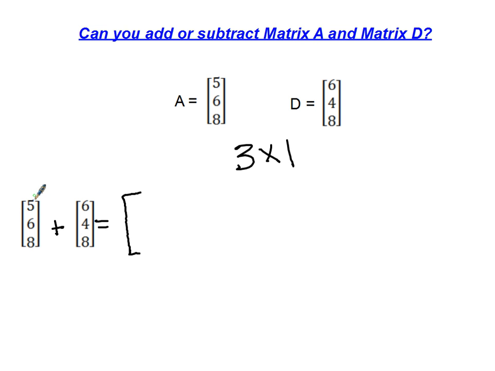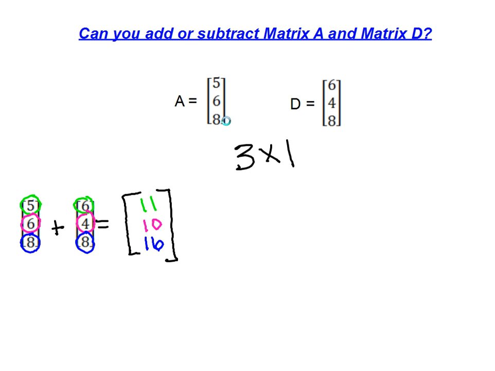So our first element is 5, and that corresponds with 6 at the top of that column. 5 plus 6 is 11. Our next match is this 6 and this 4. 6 plus 4 is 10. And our last pair, 8 plus 8 yields 16 for our final matrix, which also happens to be a 3 by 1 matrix.